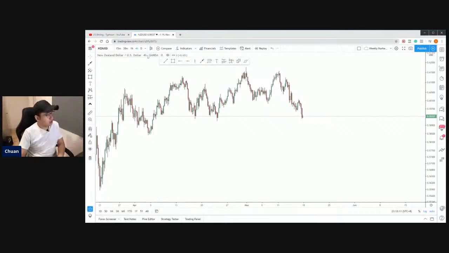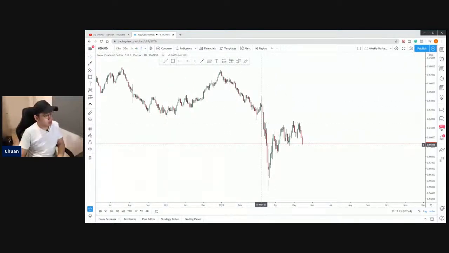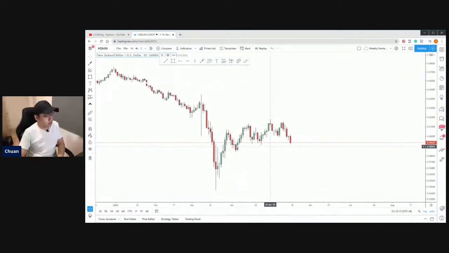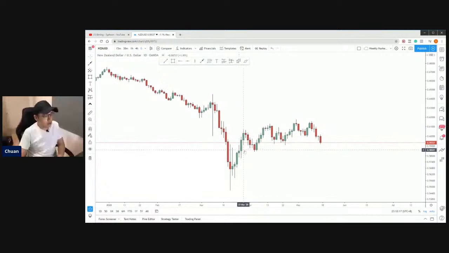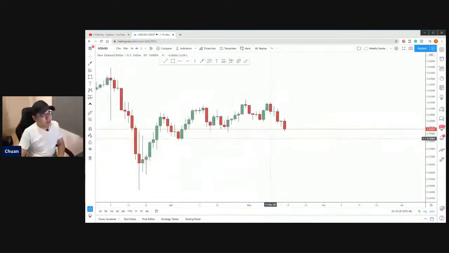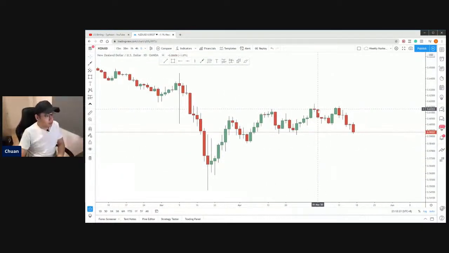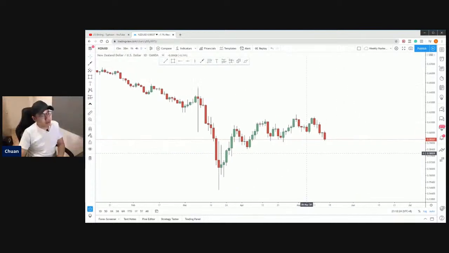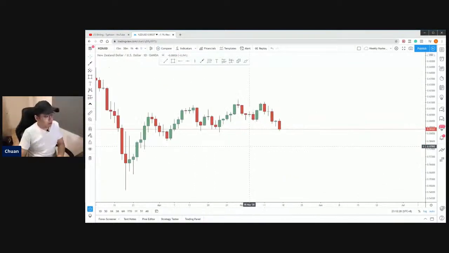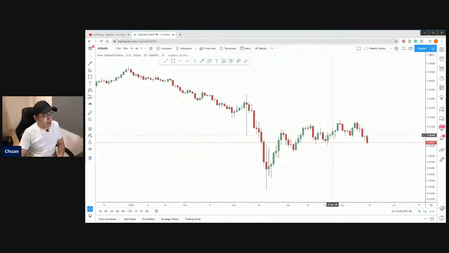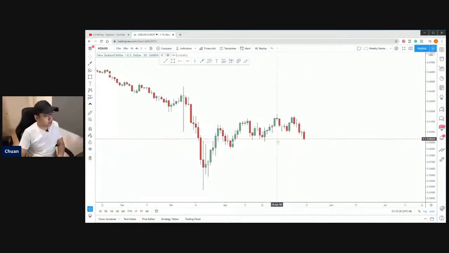New Zealand dollar. We can see that most of the dollar pairs are dropping. So this is the New Zealand dollar. For our advanced members, they can know that the market has actually broken the swing one.